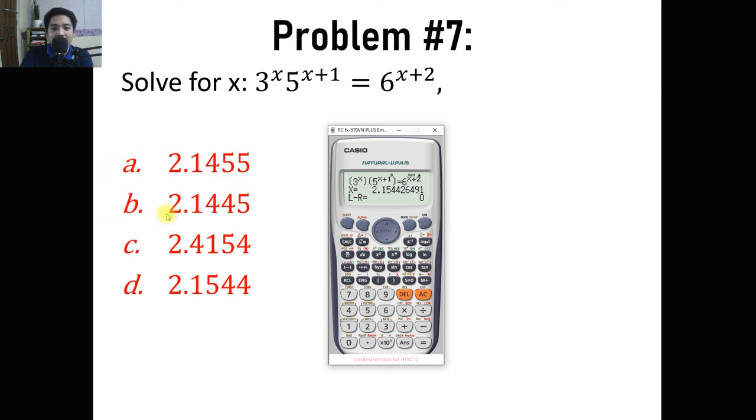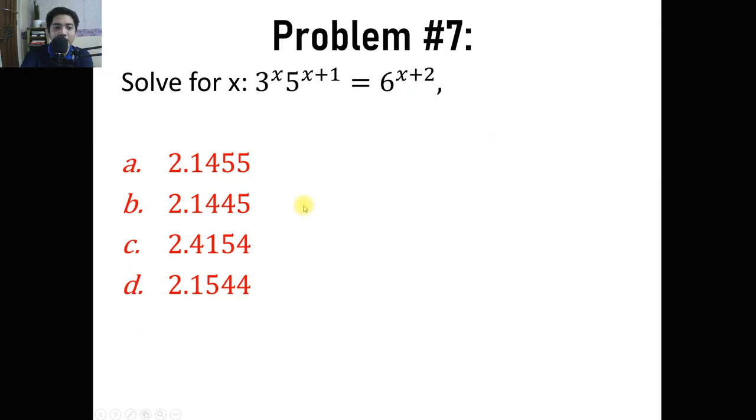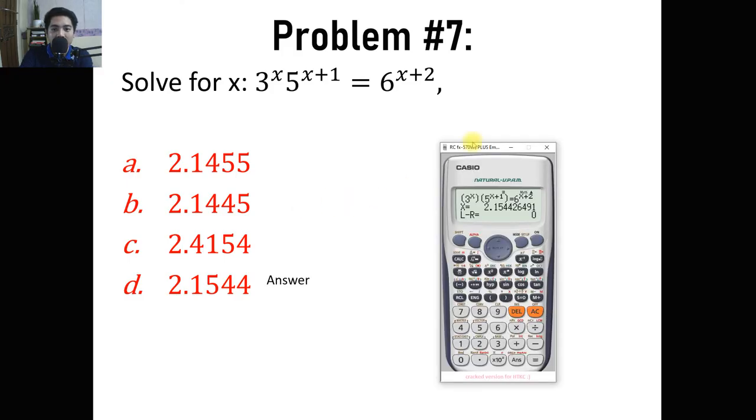Sometimes to actually see the answer, if you just want to make sure, just input all of this, and the calculator will actually find the value of x, the correct answer. So we have 2.1544 for this problem. So the answer should be letter D.